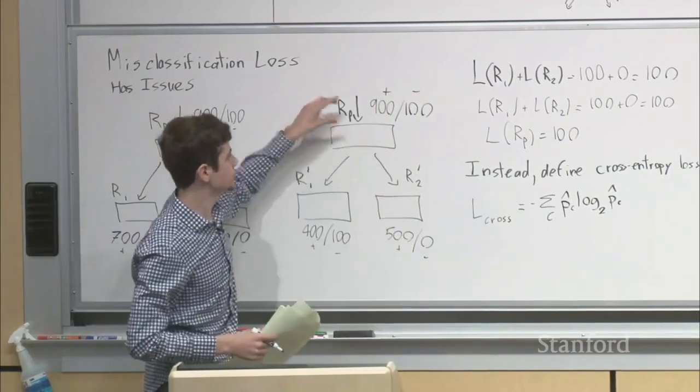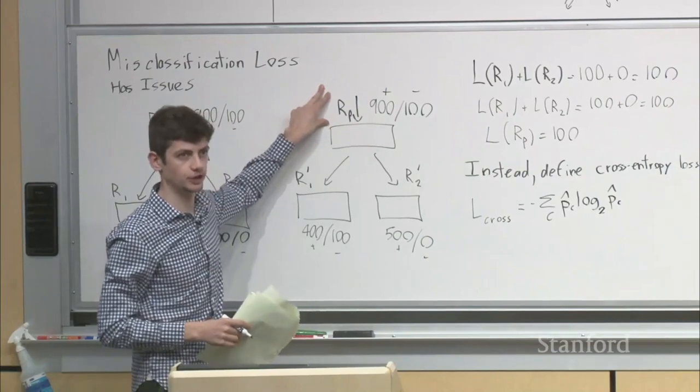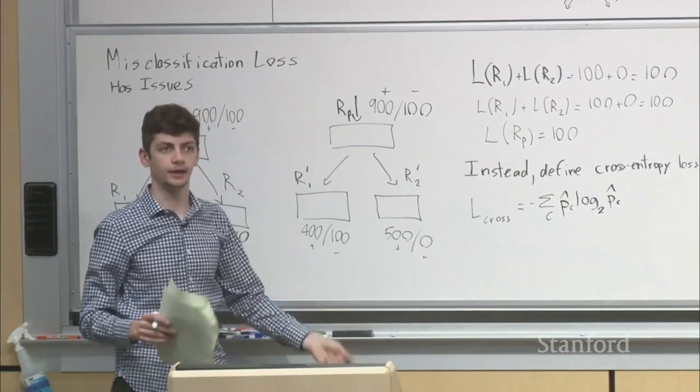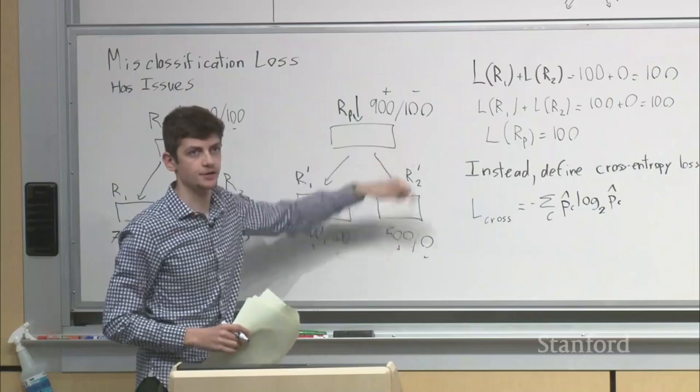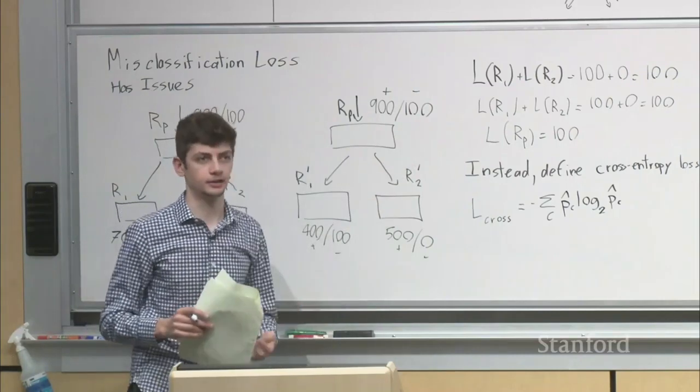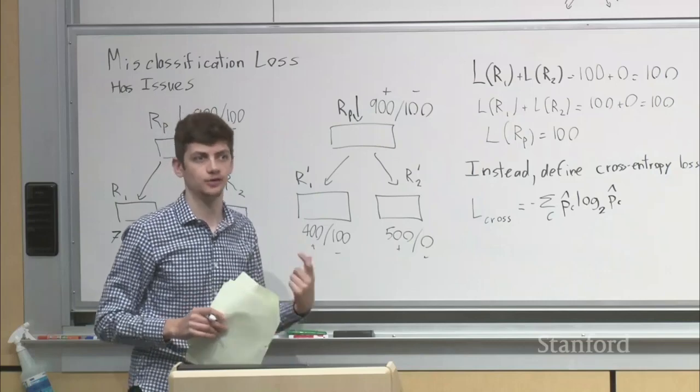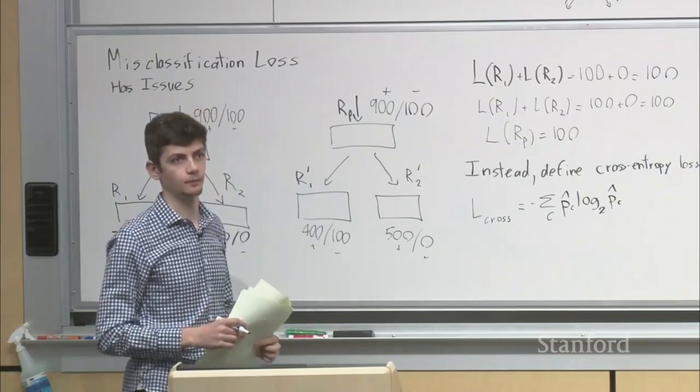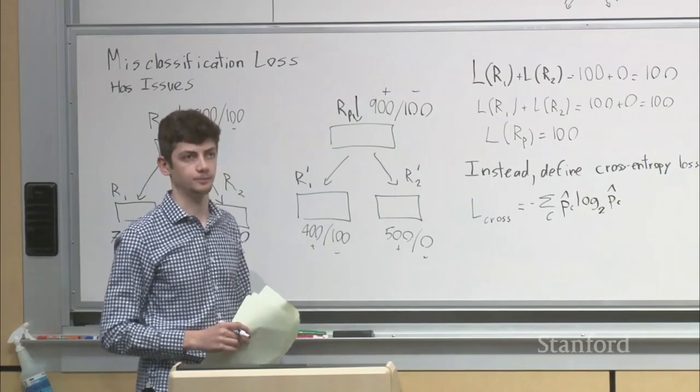So if you just stopped here and just tried to classify given this whole region RP, you would end up getting 10% of your examples wrong, right? In this case, we're not talking about percentages, we're talking about absolute number of examples that we've gotten wrong. But you can also definitely talk in terms of percentages instead.